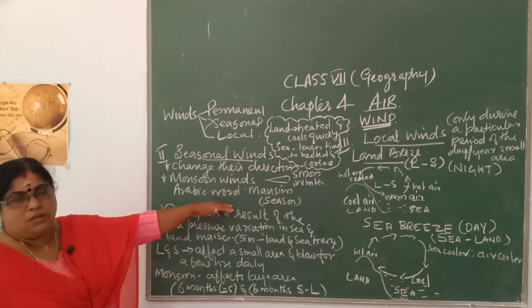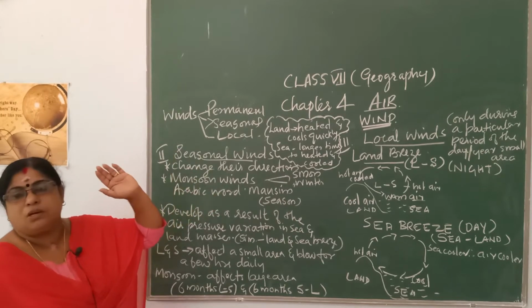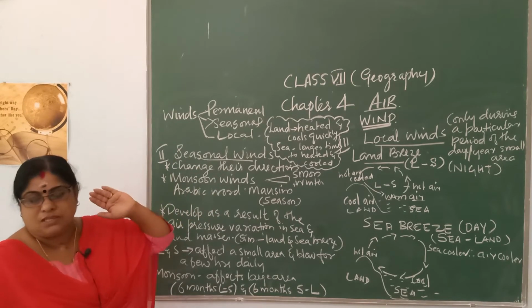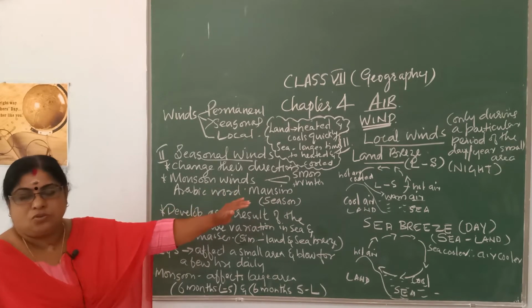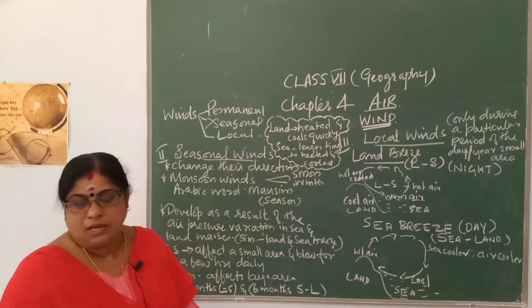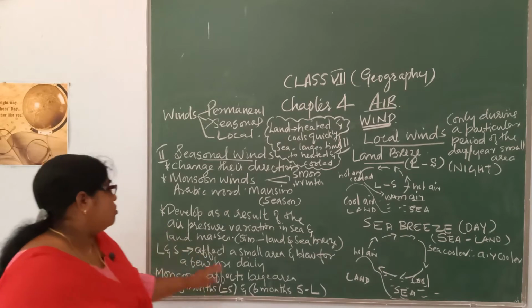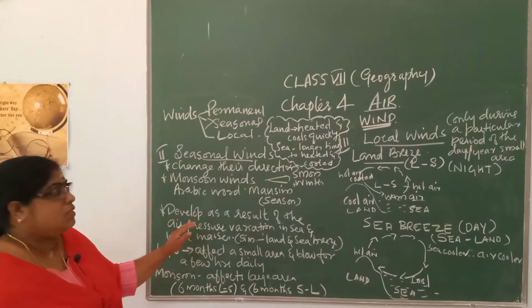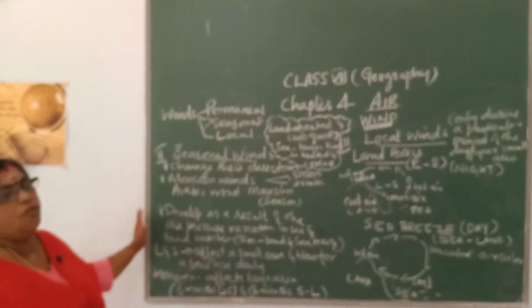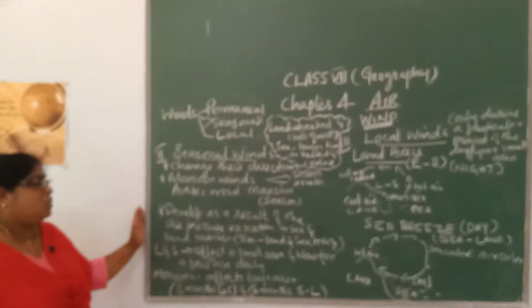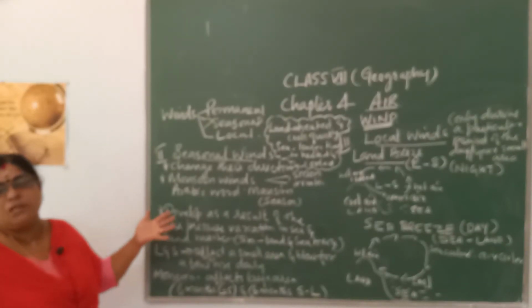Monsoon winds are of two types. They are summer monsoon winds and winter monsoon winds. These monsoon winds usually develop as a result of the variation in air pressure in the sea and land masses, which you call land breeze and sea breeze.